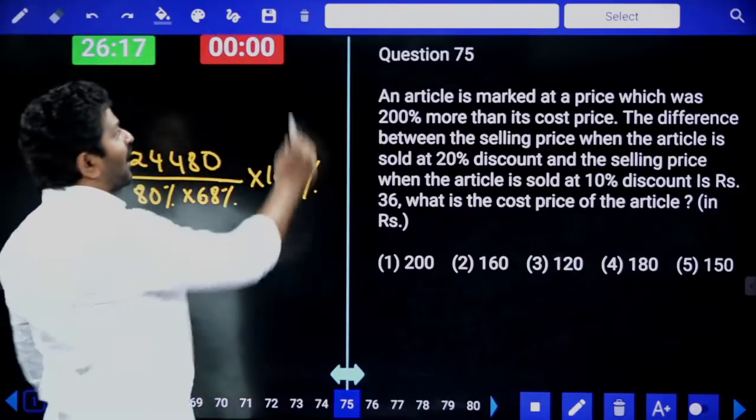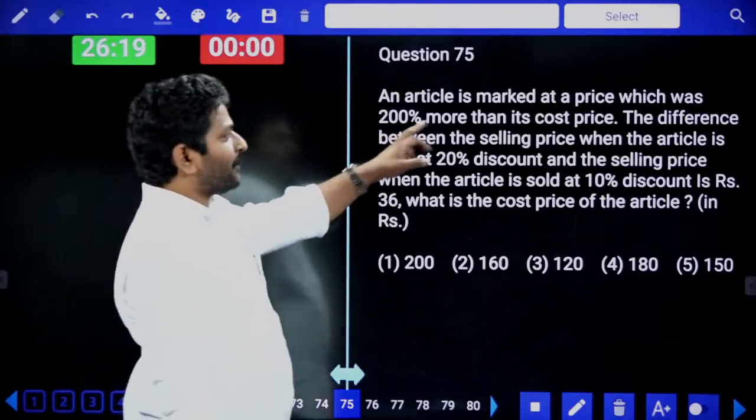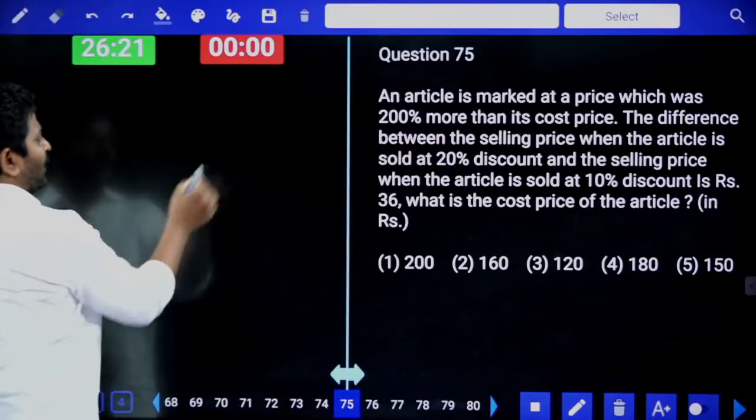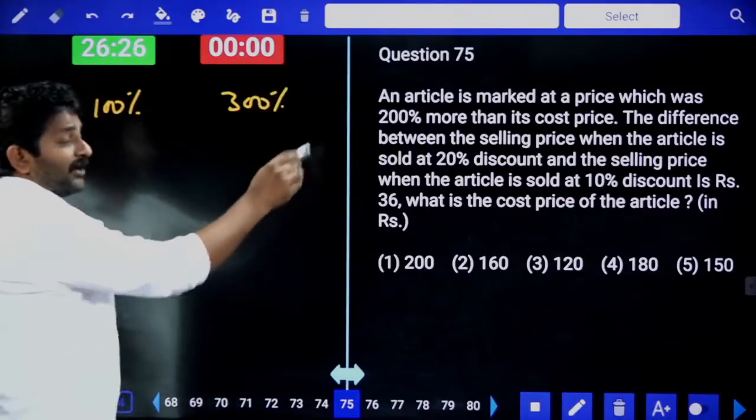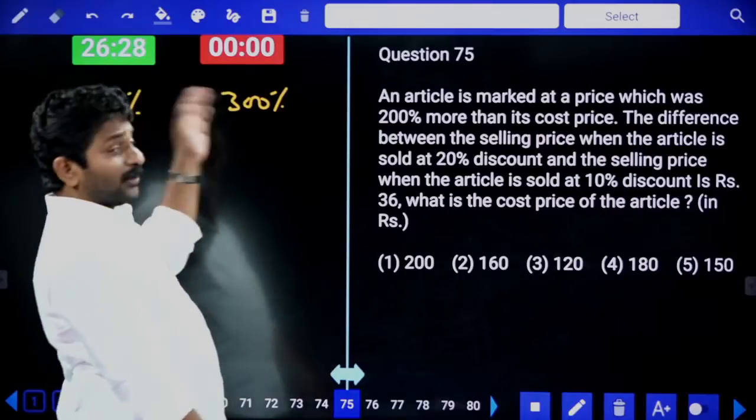An article is marked at a price which was 200 percentage more than the cost price. Cost price is 100 percentage, then market price is 300 percentage. 200% more means you have to add 200.